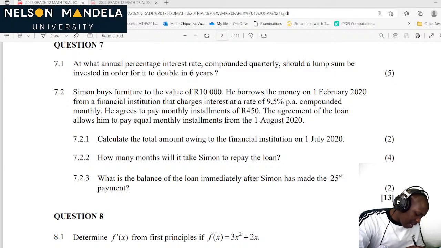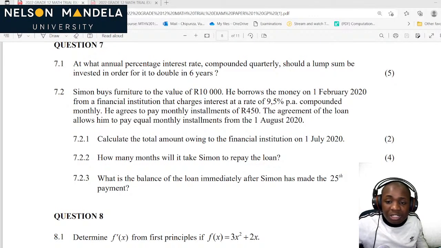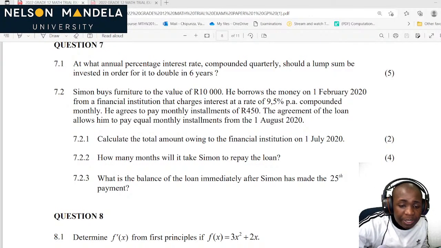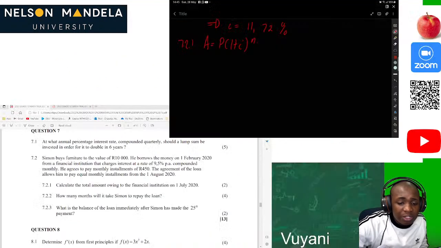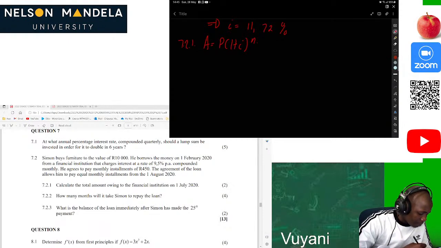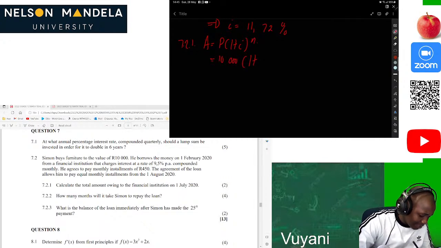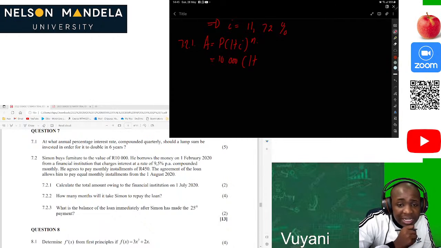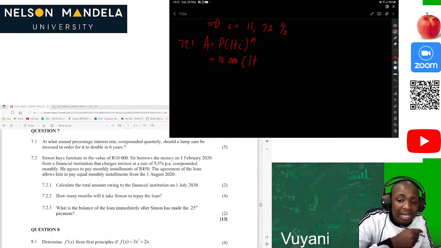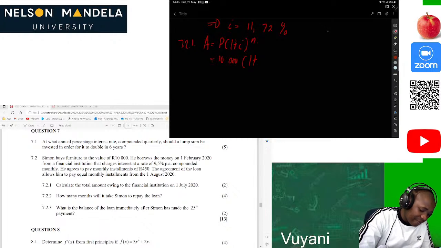So A will be P(1 plus I) to the power N. Our A is the future value and our P is our principal amount. Please don't get confused with that so that you can solve this fast. Our value of P is 10,000. 1 plus what is the interest rate? The interest rate is 9.5 and it was compounded monthly. So we divide 9.5 by 100.